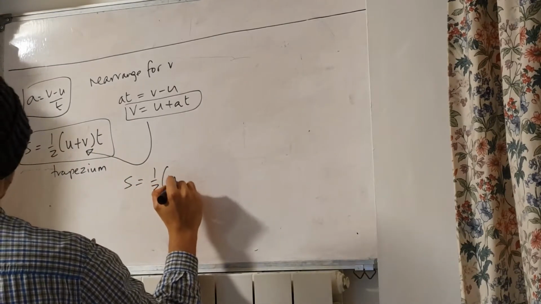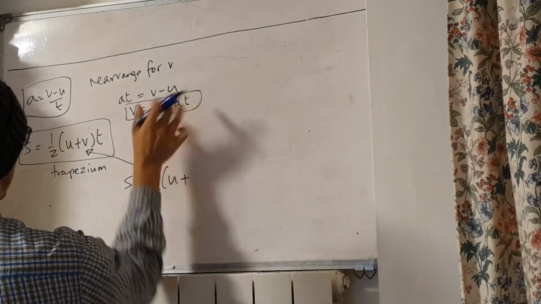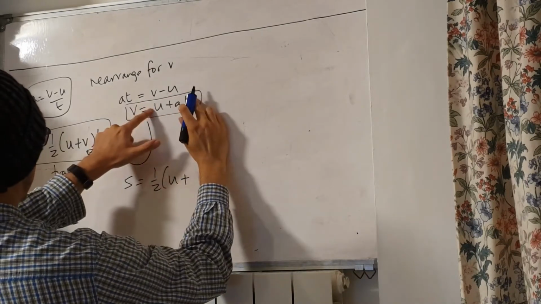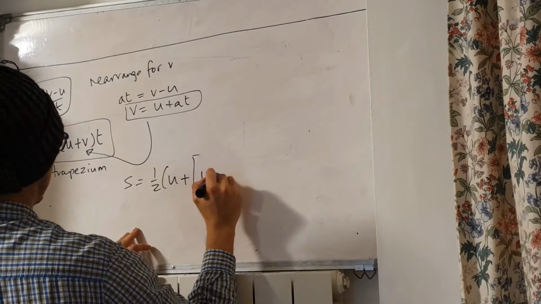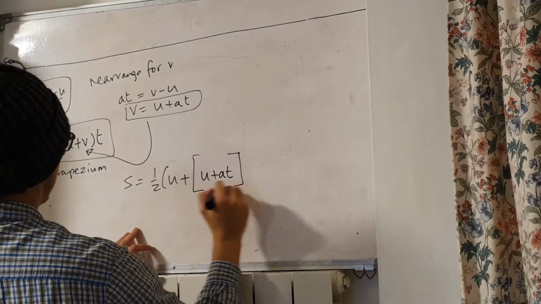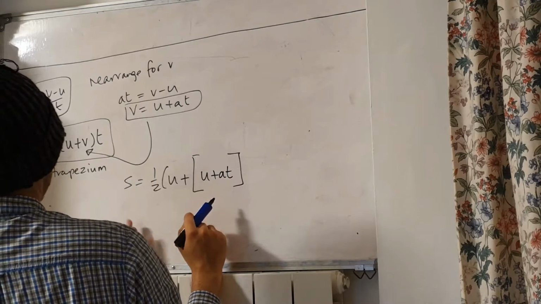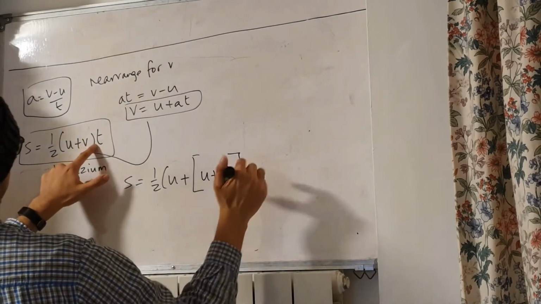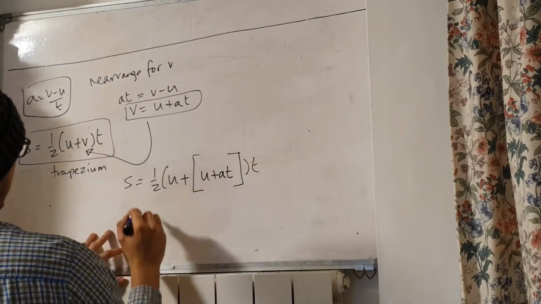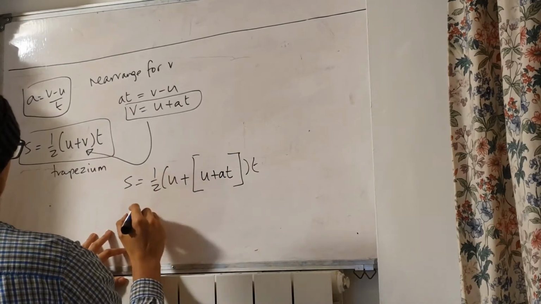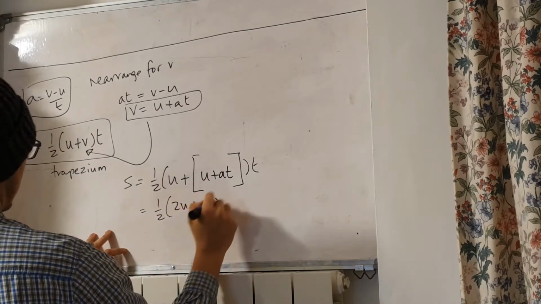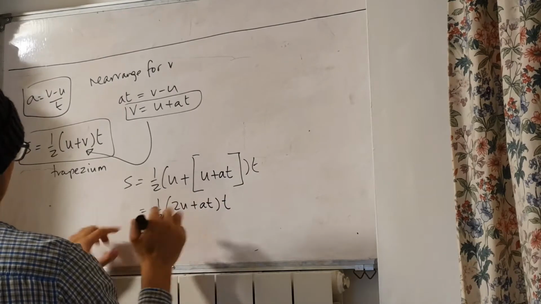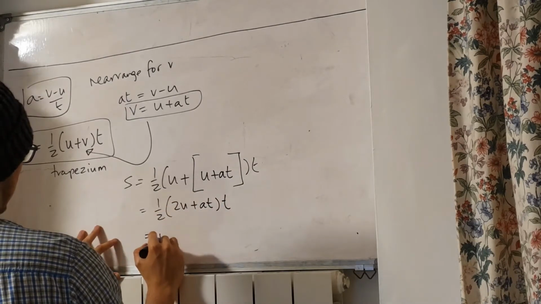So what happens when I put them in? So s is equal to half open brackets u plus, now I'm just going to substitute the v inside. So you know that v is equal to u plus at, so u plus brackets u plus at close brackets, times t. I can simplify the u and u plus at together into 2u plus at, close brackets t.